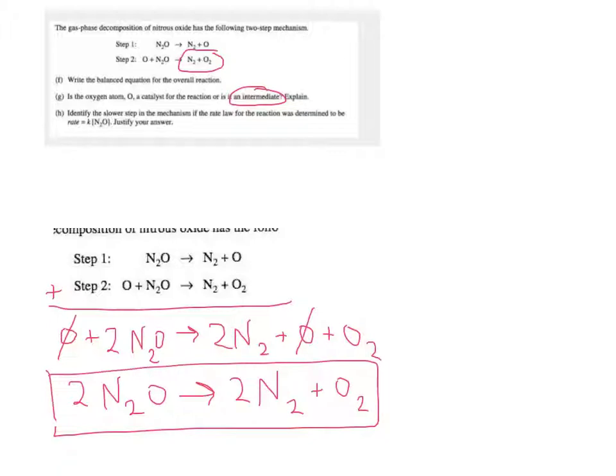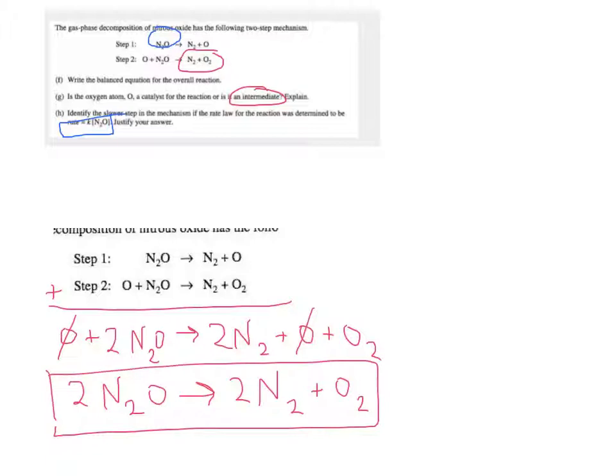Finally, part H asks us to identify the slower step in the mechanism if the rate law for the reaction was determined to be rate is equal to k times the concentration of N2O. If we look at step 1, we see that N2O is the only reactant in just step 1. And if we look at the rate, we see that it is just dependent on N2O. So we can conclude that step 1 is slower than step 2.